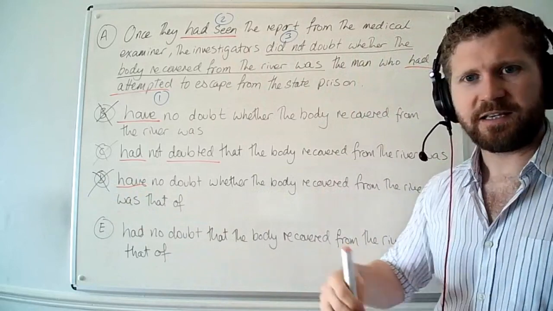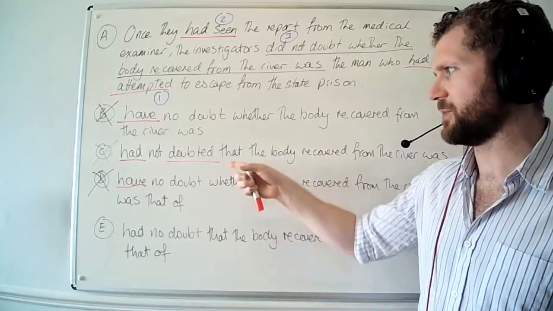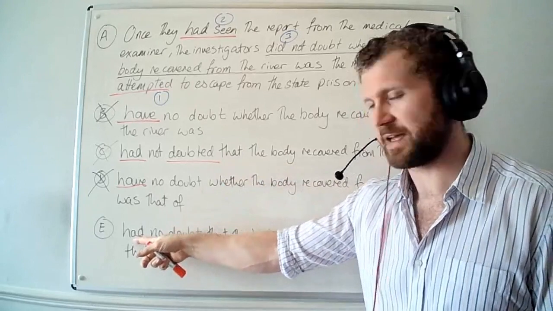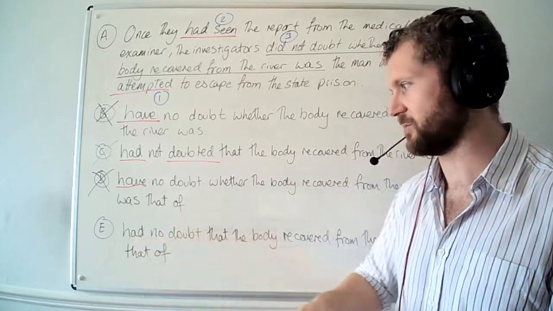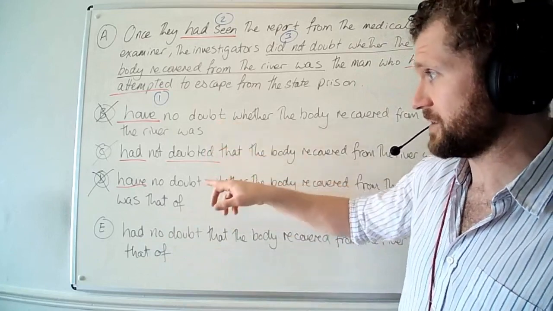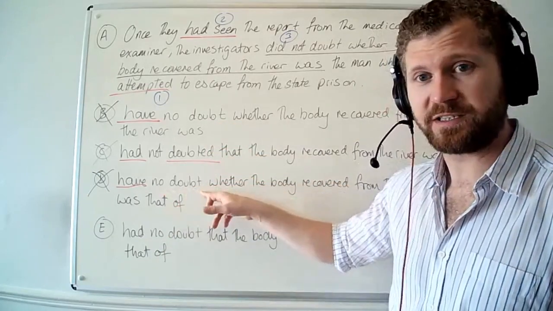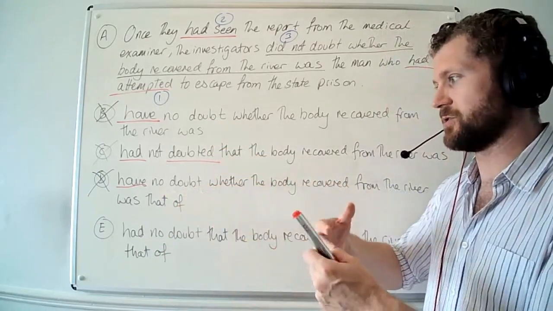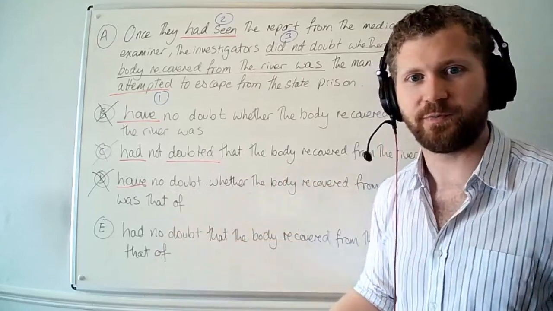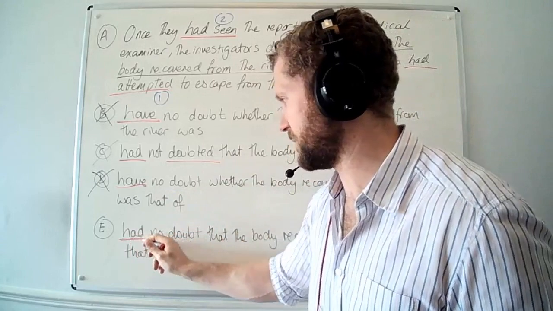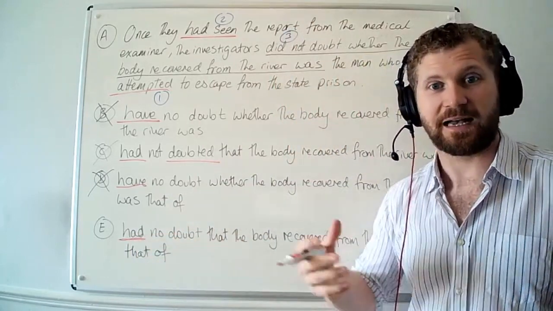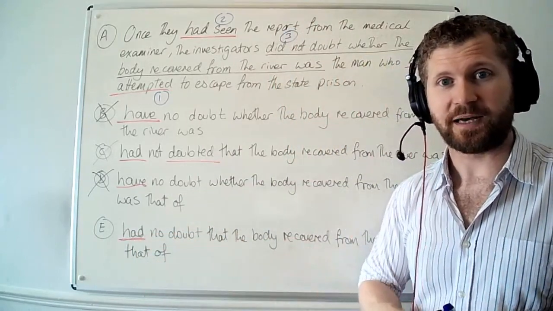Now, E is an answer choice that lots of people jump on. The moment they cross out C, they jump to E and they go, right, had. Oh, past perfect. Same reason as C. We've got three verbs, past perfect. Let's get rid of it. But as we said with B, as we said with D, no doubt is not a verb in the past tense. So it's not had doubted, which would be past perfect. It's just that these people had no doubt. These investigators had no doubt. That's the simple past tense.